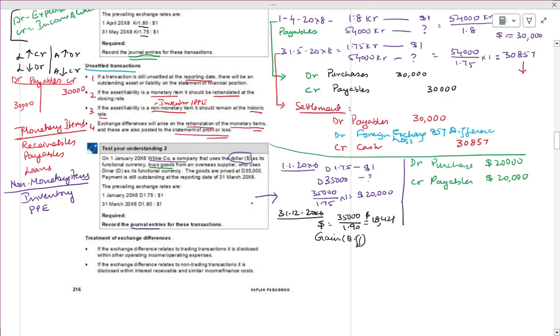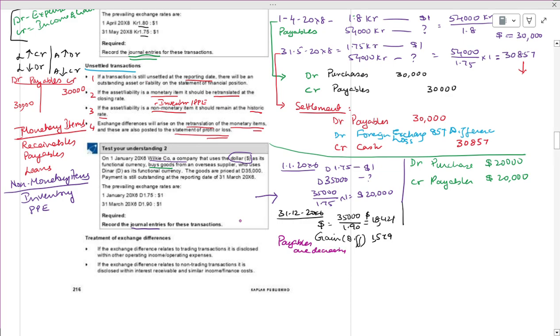20,000 minus 18,421 is 1,579. Now 1,579 is a gain. Rule is rule: credit is income and gain, debit is expenses and losses. Your payables are decreasing. Is it right? Your payables are decreasing.